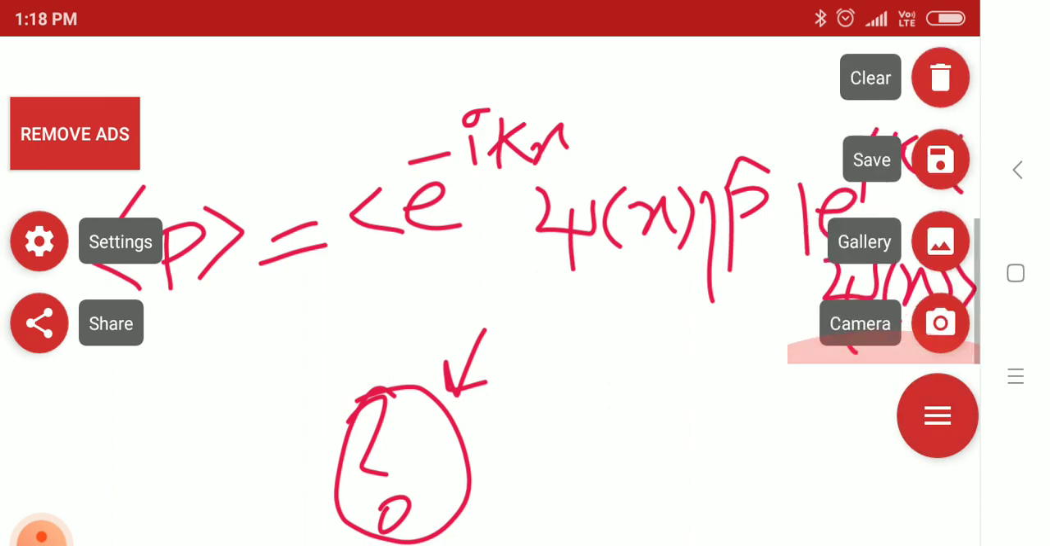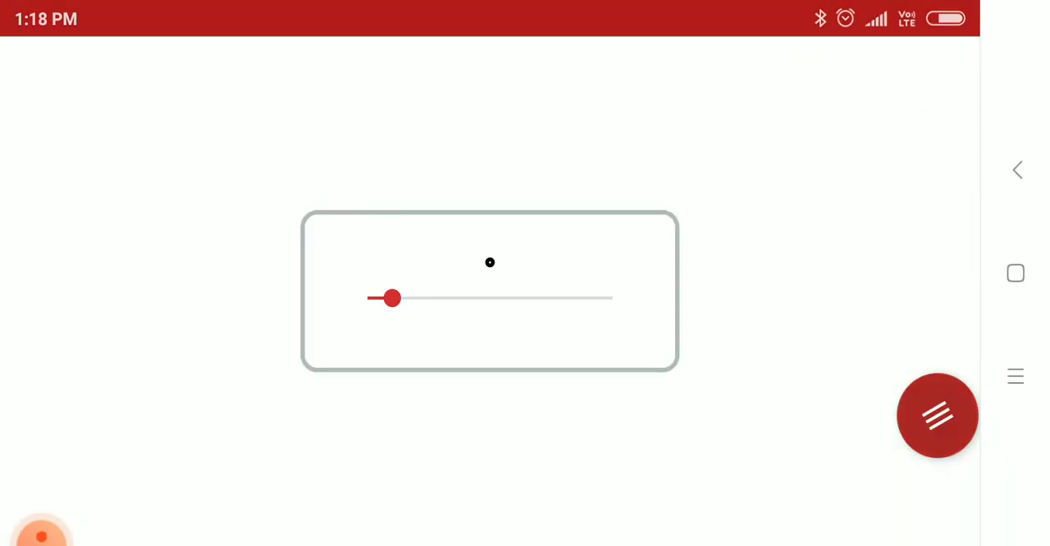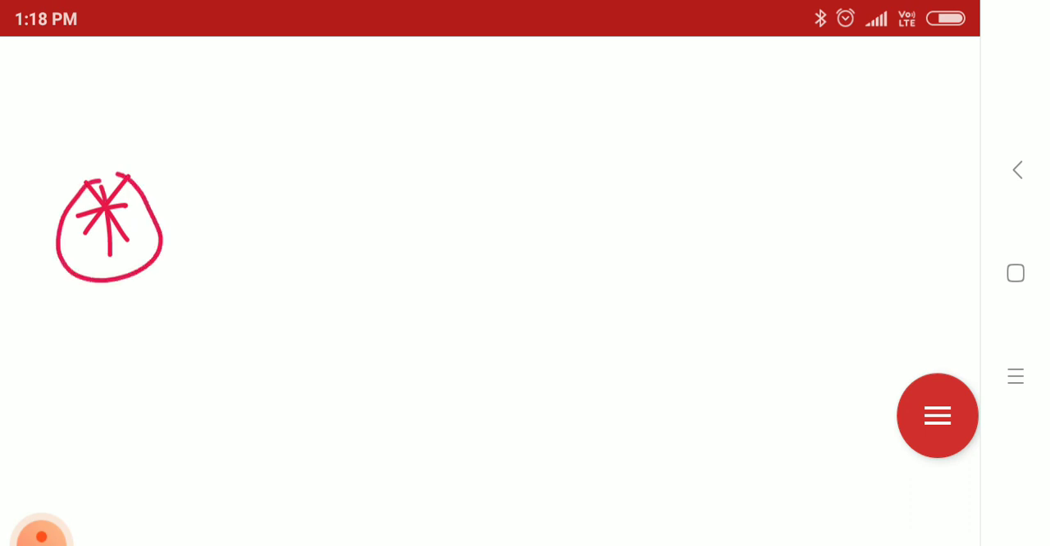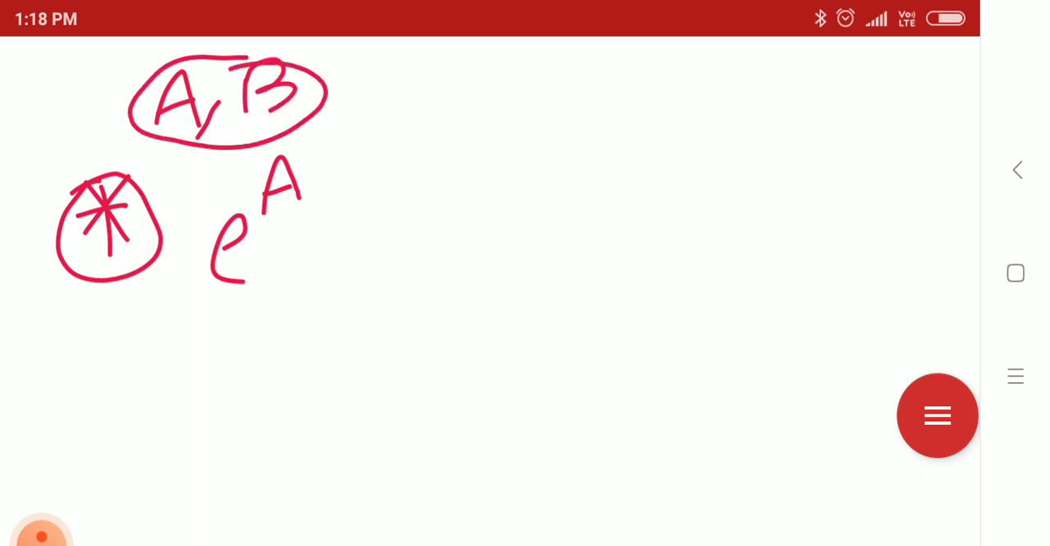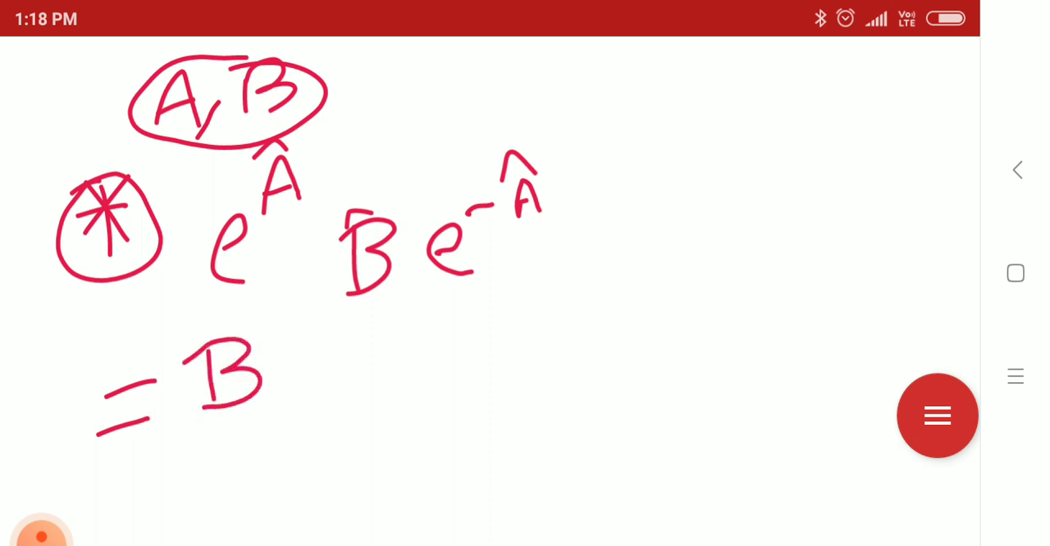Before discussing this, we have to know an important relation, the Baker-Hausdorff relation. What was that relation? For operators A and B, consider e to the power A, B, e to the power minus A. Then what is the relation? The relation is B plus 1 by 1 factorial, the commutator A comma B.